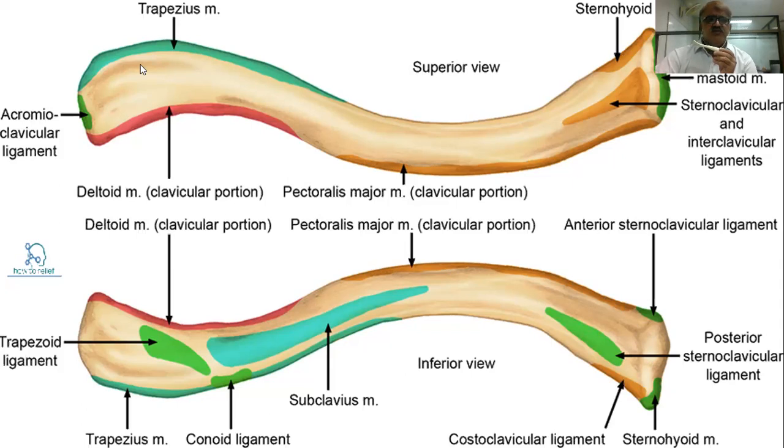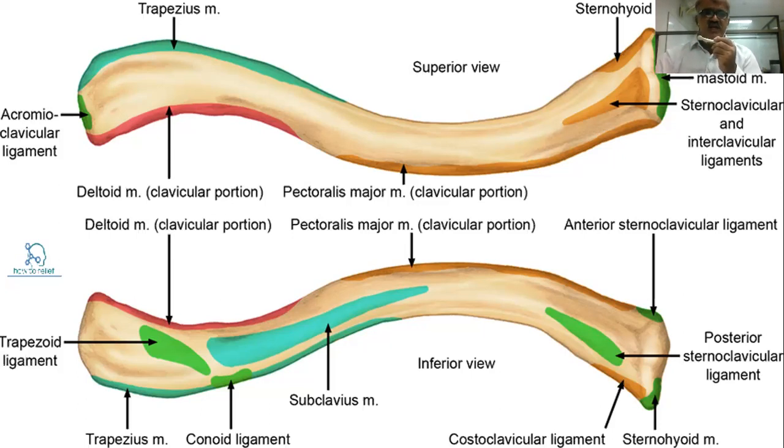So on the lateral aspect, we see the lateral end is flat, having two surfaces, superior surface and inferior surface. The inferior surface is represented by this conoid tubercle and this trapezoid ridge. Looking at this, it has two surfaces, and it has two borders, anterior border and posterior border.